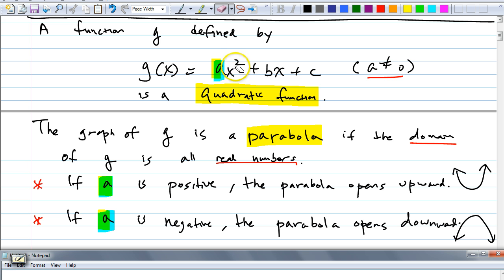the term for the quadratic term, if a is positive, like if a is positive 3, then the parabola will look like this. If a is negative, the parabola would look like this. Okay, so I'll show you what that means in a minute.